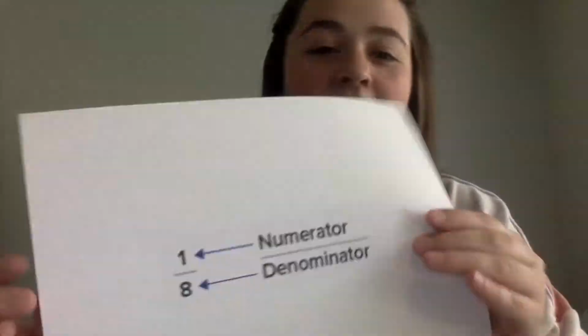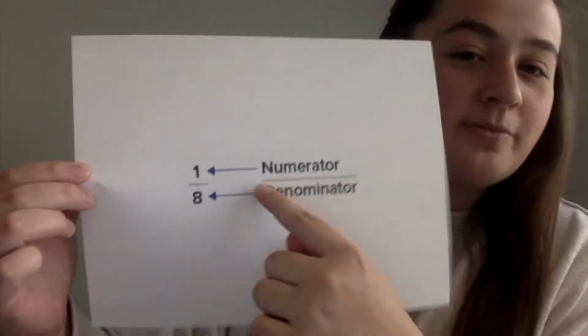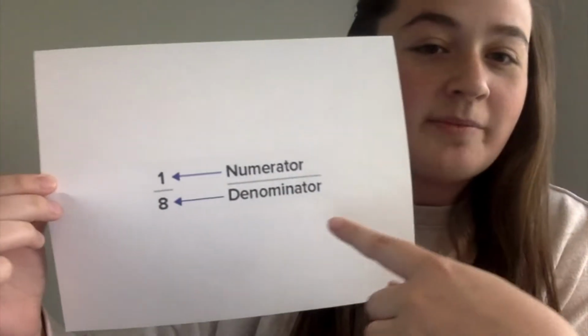Okay, so today we're going to be learning about fractions. Some common words you hear when you think of fractions are numerator and denominator. The numerator is what is on top of the line, and the denominator is under the line. So here is a demonstration. The numerator is the 1, and the denominator is the 8. I will give you some fractions, and you will repeat back to me what the numerator and denominator are.